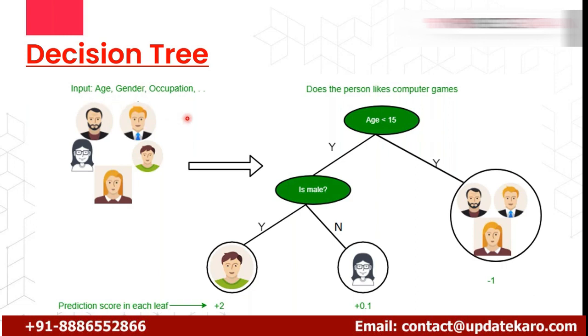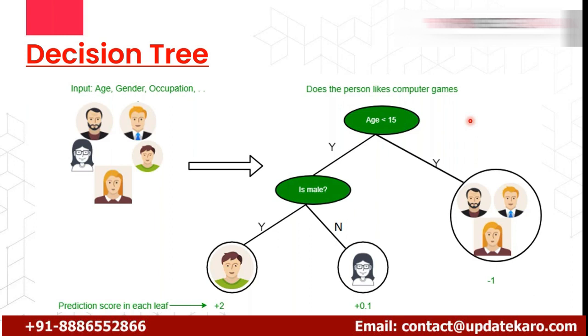So what we are checking is, depending upon their different inputs, their different features like age, gender, occupation, we are asking questions. This is a question-based model, I can say. Let's say if age is less than 15, how we got this value, age is less than 15, and then we split my data.